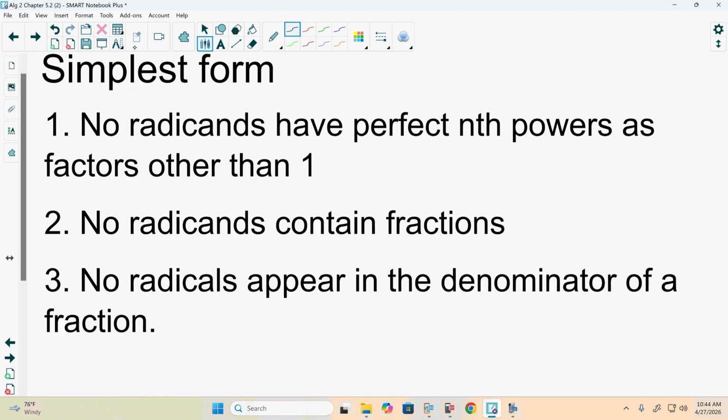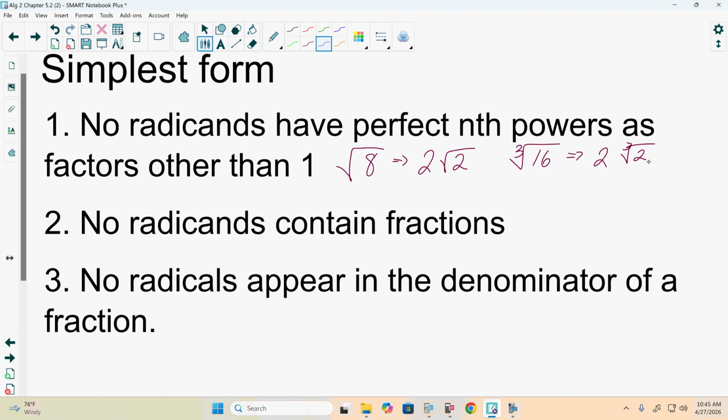No radical can have perfect power factors other than 1. So we can't leave something as the square root of 8. We have to simplify it to 2 square roots of 2. If there's some way that we can reduce the radical, we have to reduce it. We have to simplify it down. Another example of this would be the cubed root of 16 would be 2 cubed roots of 2. If we can reduce it, it needs to be reduced.